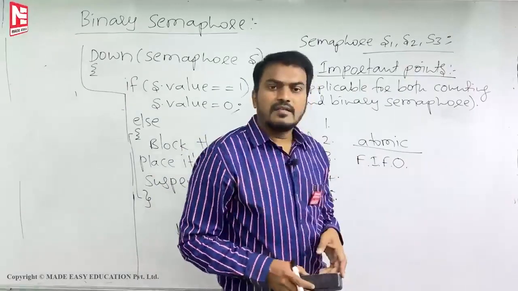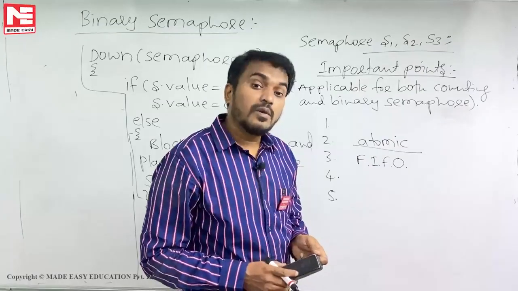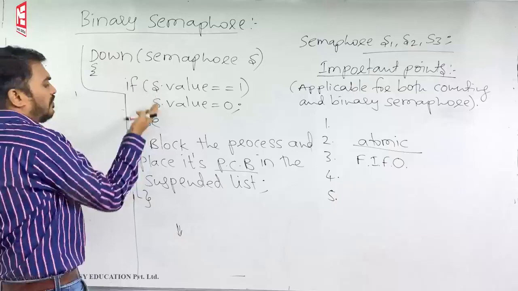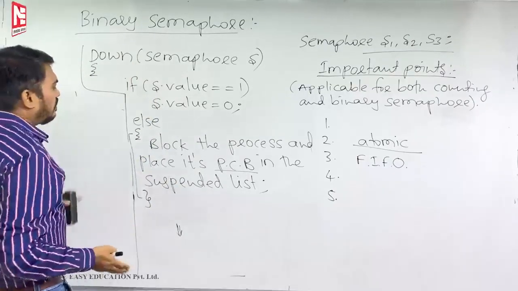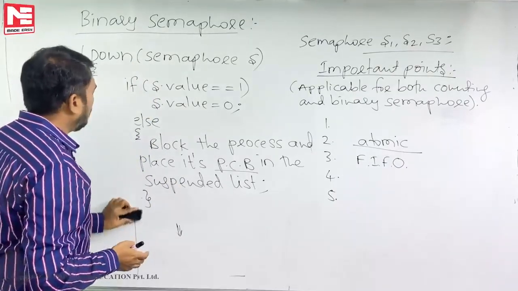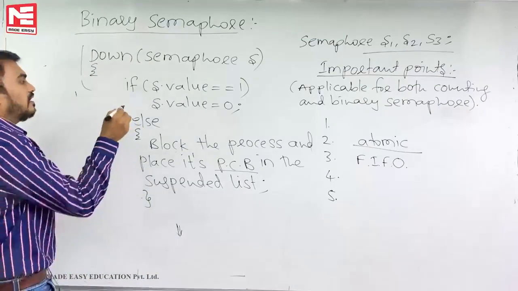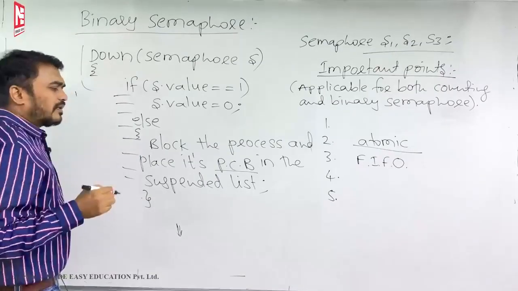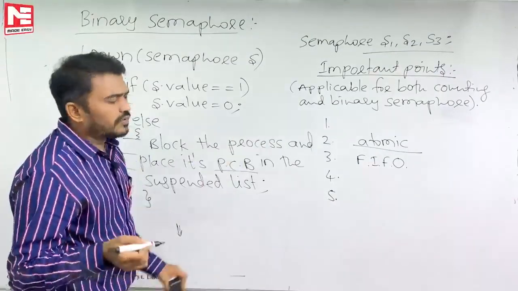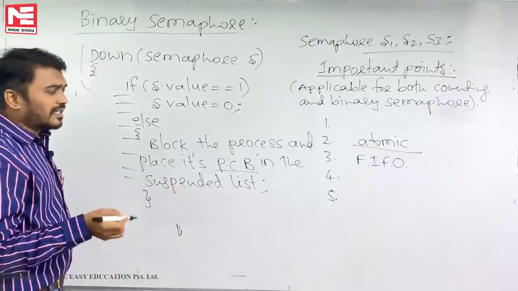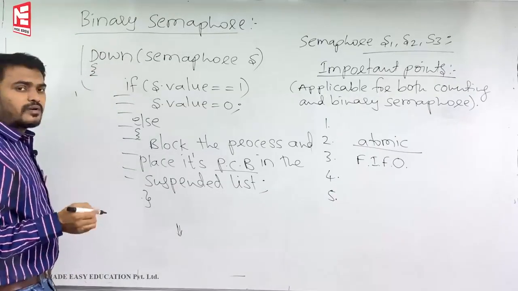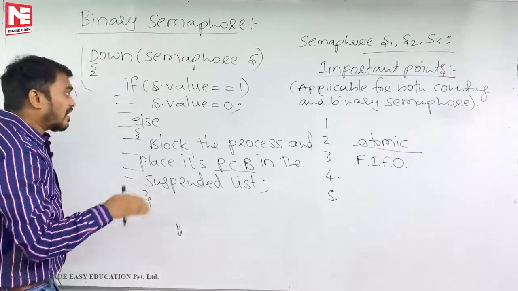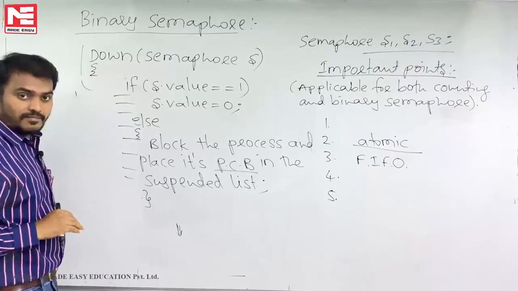And the second point: the down and up operations are atomic. It means whatever code you have in the down operation, this entire down operation will be atomic. It means there will be no preemption in between. Actually, no need to dictate this point, I have given it because somebody may have a doubt: inside the down there are so many statements, so what happens if preemption takes place inside the down?